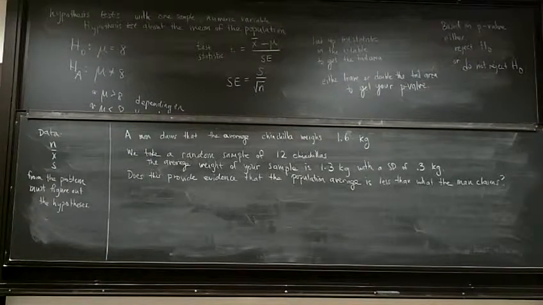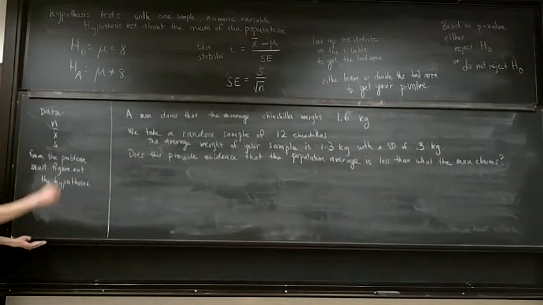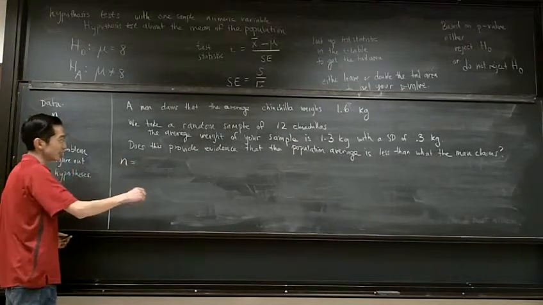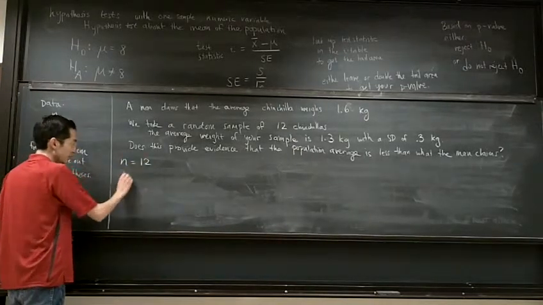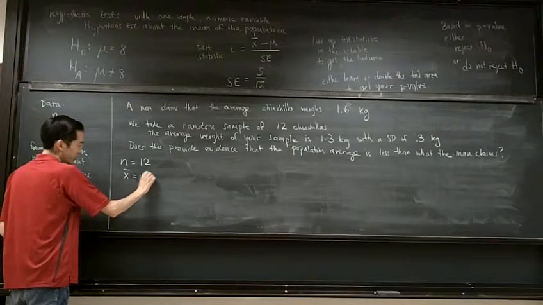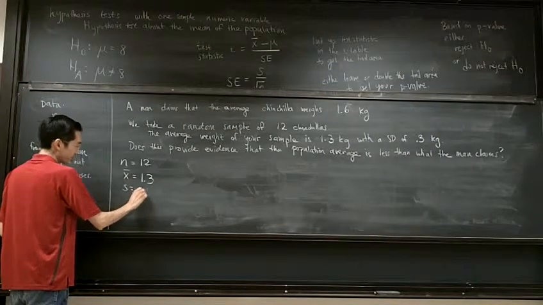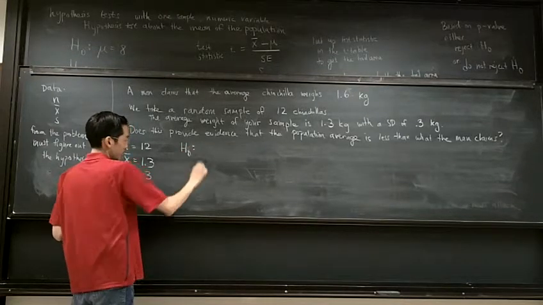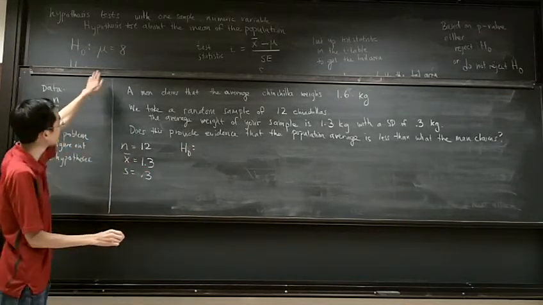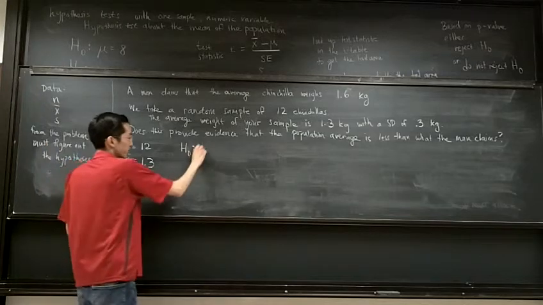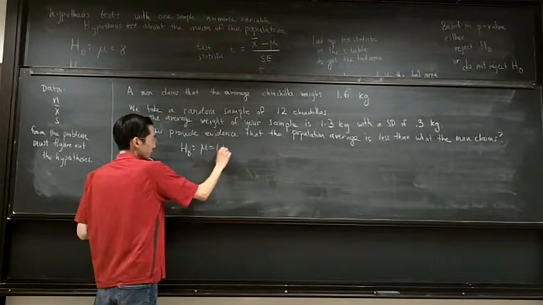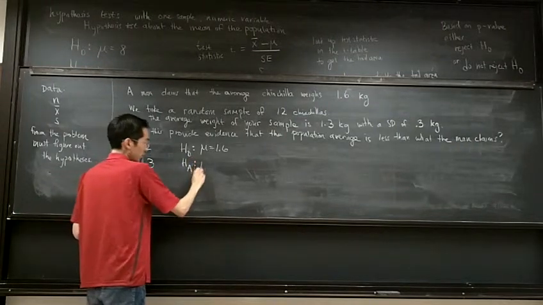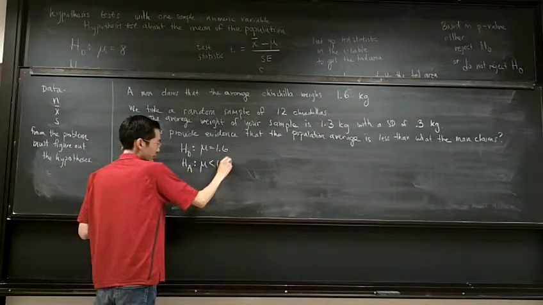Okay, how are we doing? Alright, well let's start off with identifying our data. N is 12. X bar is 1.3. S is 0.3. Good. Okay, our hypotheses. The null hypothesis would be mu equals what? Mu equals 1.6. Alternative hypothesis? Mu is less than 1.6.